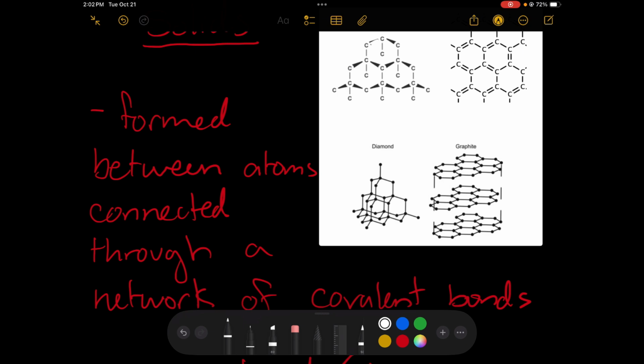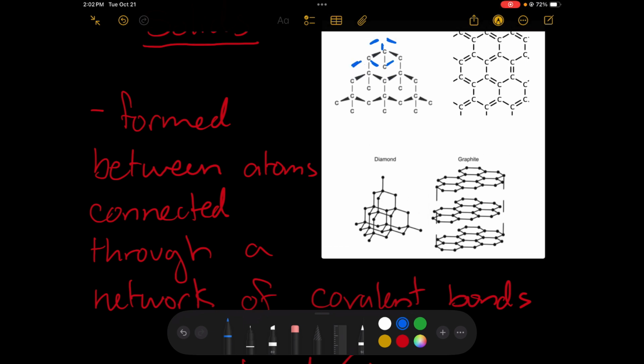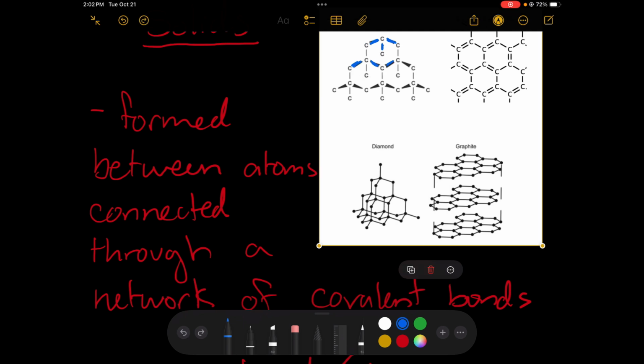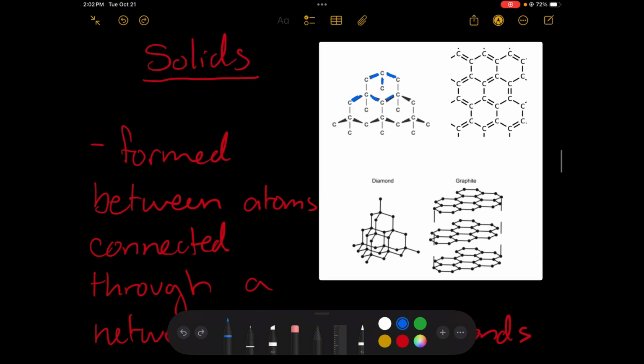So we see a covalent bond here, and here, and here. Just like in an ionic structure, all of those carbon atoms are going to be joined together by a true bond. It's just a covalent bond rather than an ionic bond. So this represents diamond's structure. Diamonds are made entirely of carbon, specifically sp3 hybridized carbons.